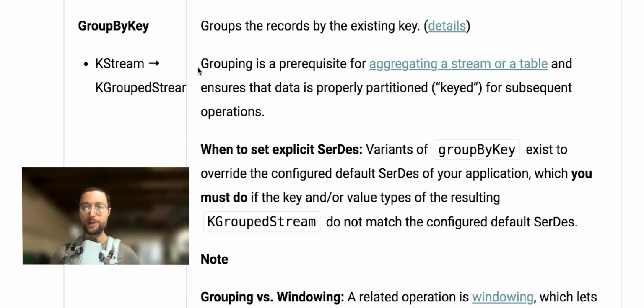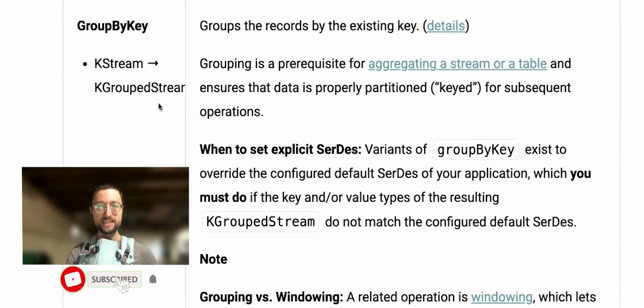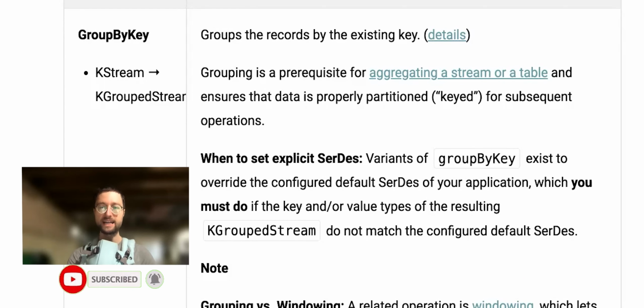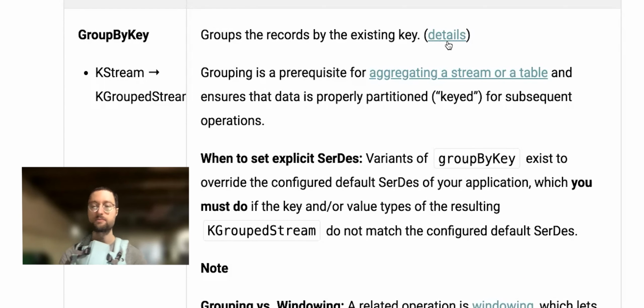Moving on, groupByKey, KStream to KGroupedStream. Groups the records by the existing key. We can skip the details for now. Grouping is a prerequisite for aggregating a stream or a table and ensures that data is properly partitioned, keyed, for subsequent operations. Oh, okay, so it's a prerequisite. So before you aggregate a stream or a table, you want to group it. So you take a KStream and you put it into a KGroupedStream. That way the keying is properly configured, properly partitioned for subsequent operations. So properly partitioned, the synonym there is properly keyed.